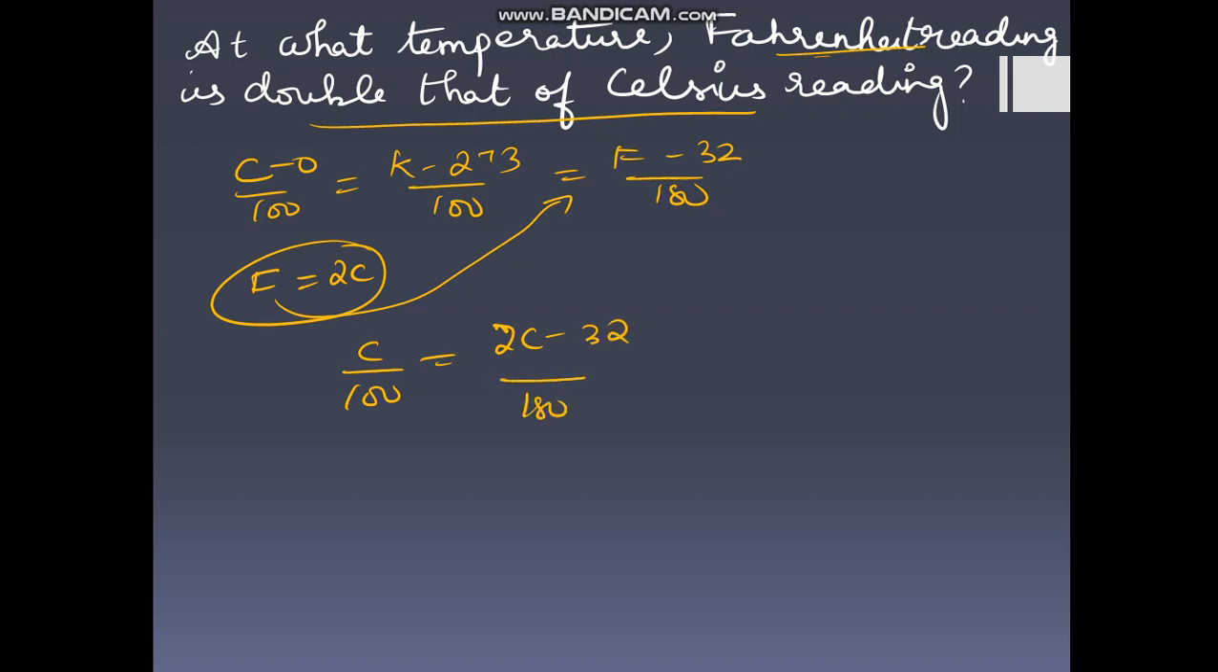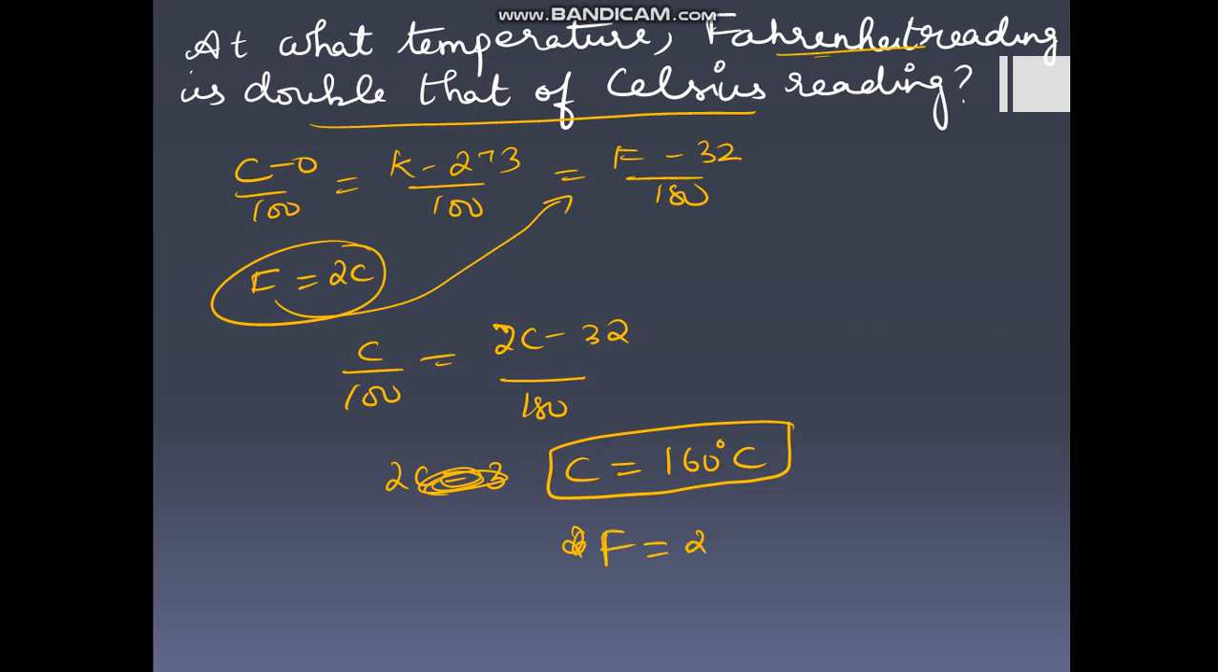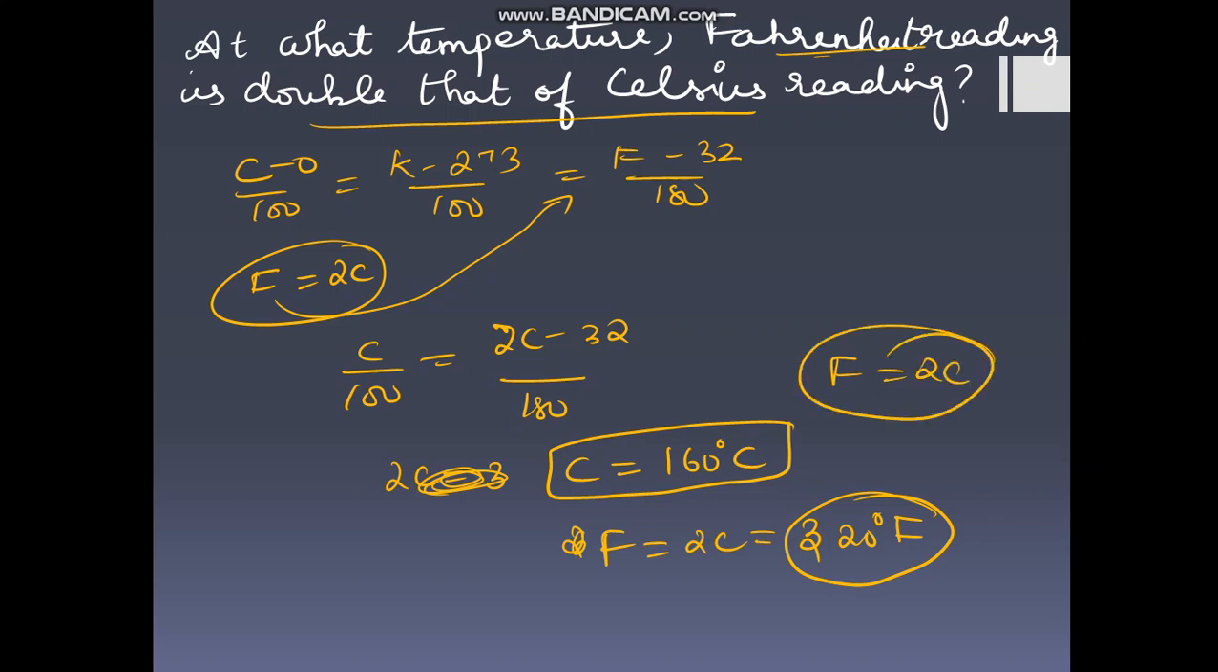So C is equal to 160 degrees Celsius. If C is equal to 160 degrees Celsius, then Fahrenheit is 2C, as given in the question, that is 320 degrees Fahrenheit. At this temperature Fahrenheit is 2 times the Celsius scale reading.